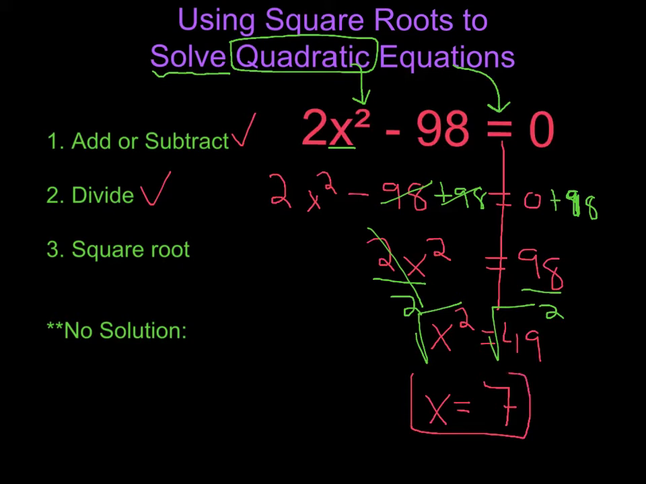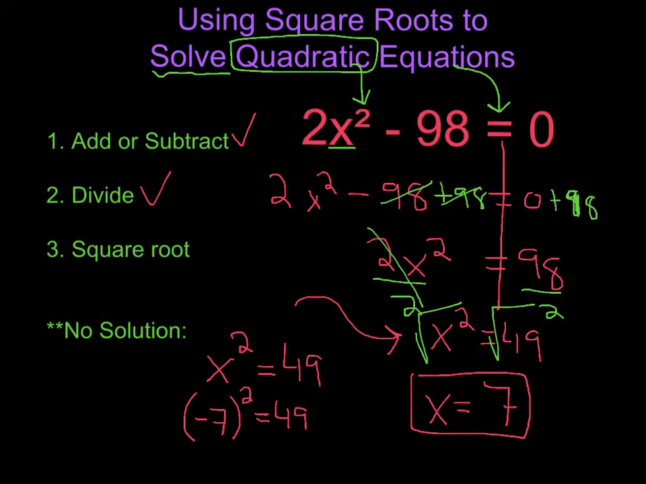However, that's not my only solution. And that comes from this step right here. We want to know what number, when you square it, gives you a positive 49. Well, 7 squared is 49, but what other number, when you multiply by itself, gives you a positive 49? And that would be negative 7. If you square negative 7, you will also get a positive 49. So I have two solutions, x equals 7 and x equals a negative 7.